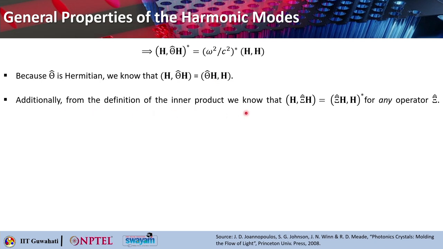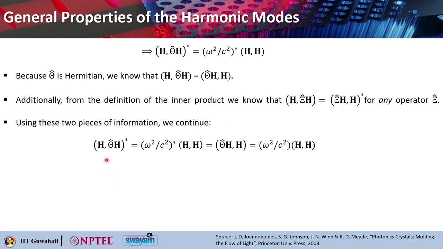Additionally, from the definition of the inner product, we also know that the inner product of H and chi cap H will be equal to the inner product of chi cap H and H conjugate, for any operator chi cap. If you use these two pieces of information together, you can write that the inner product of H and theta cap H conjugate will be equal to omega squared by c squared conjugate times the inner product of H with itself, and this can be written as simply omega squared by c squared times the inner product of H with itself. So, what we obtain is that omega squared by c squared conjugate is basically omega squared by c squared. That means omega squared equals omega squared conjugate, which means omega squared is real.